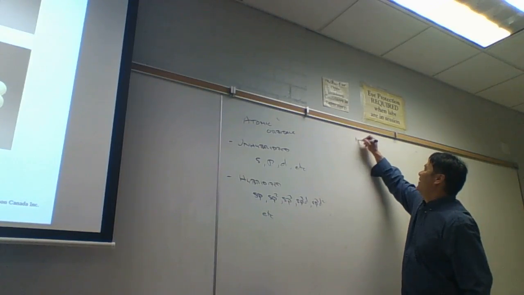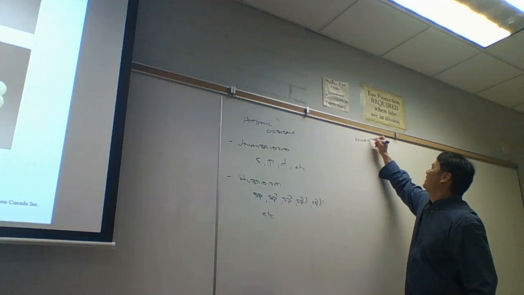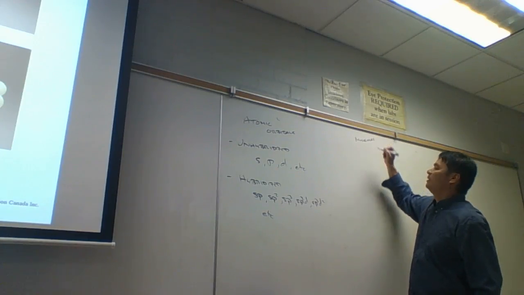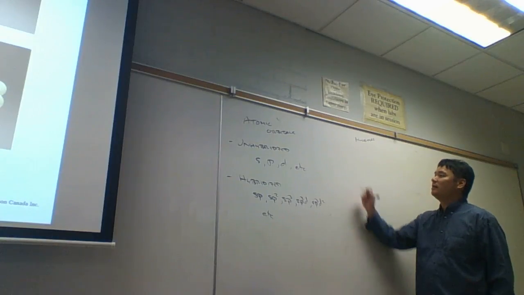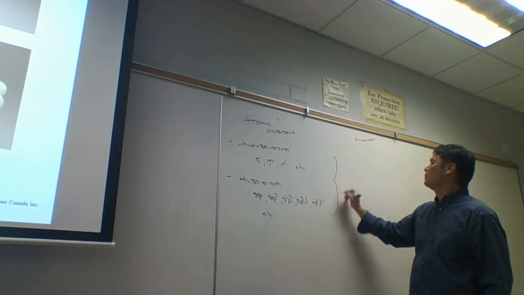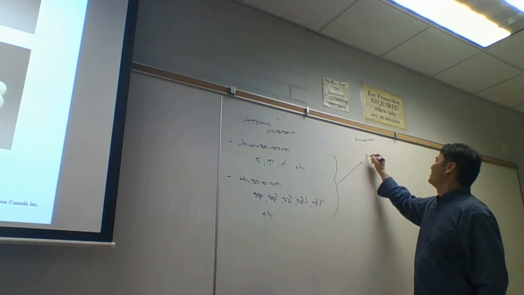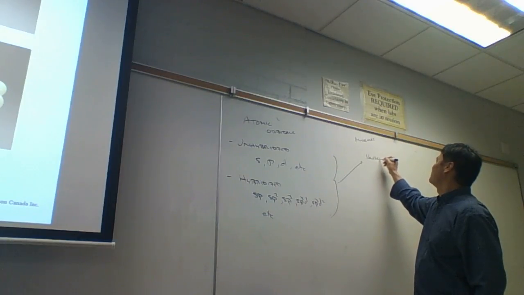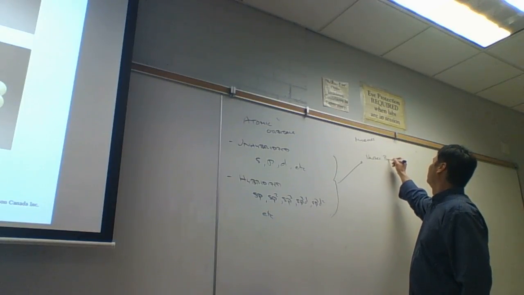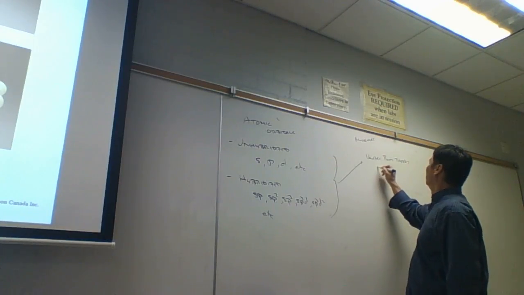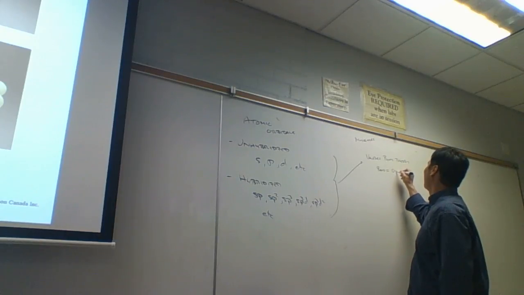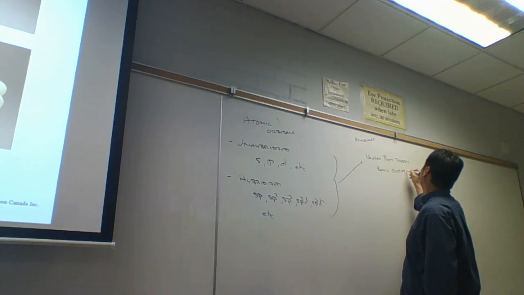Now, what do we do when we have molecules? We've got to make bonds. There are two ways that we're going to use these atomic orbitals. One way is we're going to look at molecules in terms of valence bond theory. And in valence bond theory, a bond is equal to the overlap of atomic orbitals.